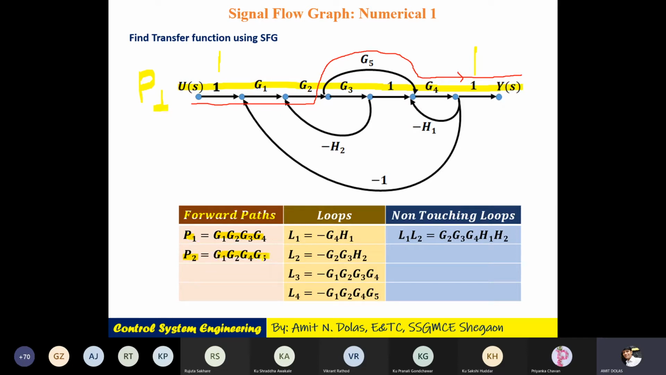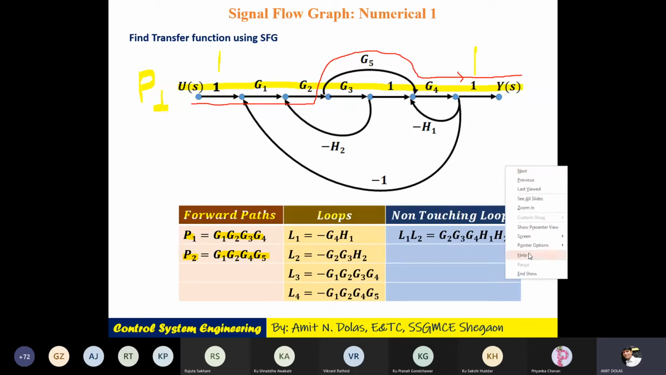If the sequence is changed, no worry about that. I may write G1, G2, G5, G4, or I may write G1, G2, G4, G5. But all the gains should be covered. Now again, the naming of the path: if somebody identifies the first path as G1, G2, G5 and G4, you may mark it P1, and the other straightforward path found later, you may mark it P2. No worry about that. Then let's go for the loops.